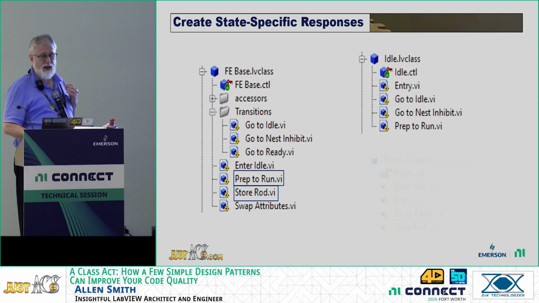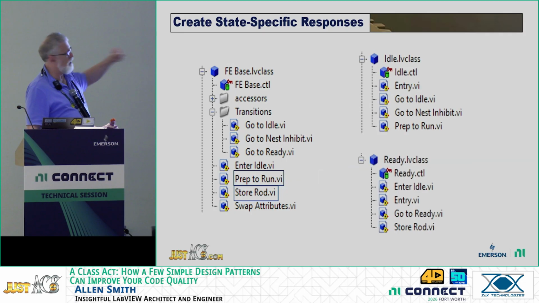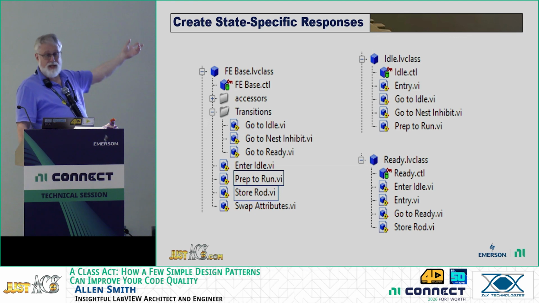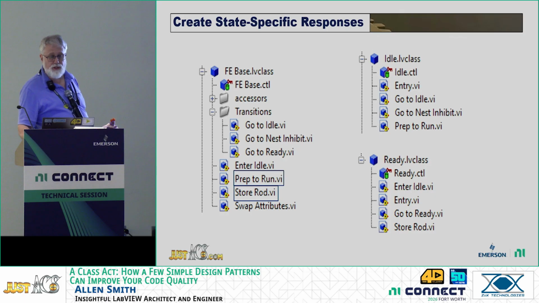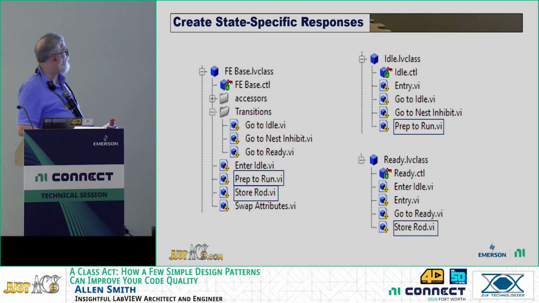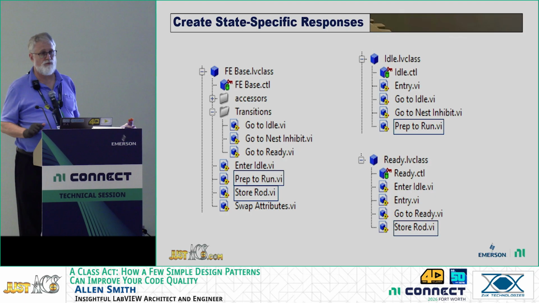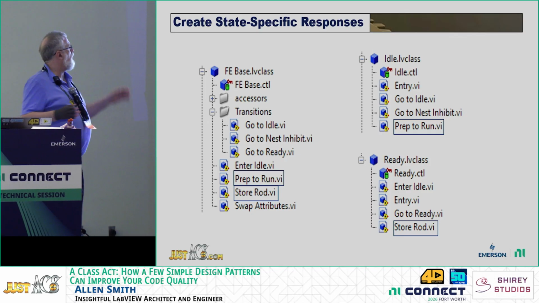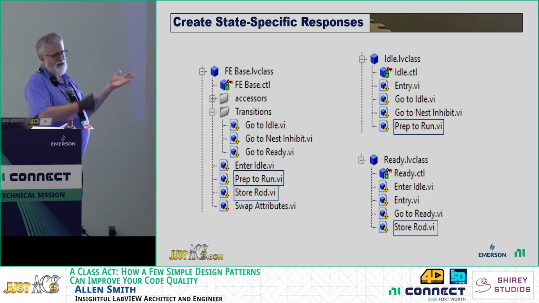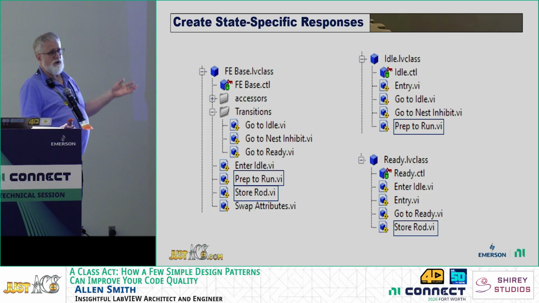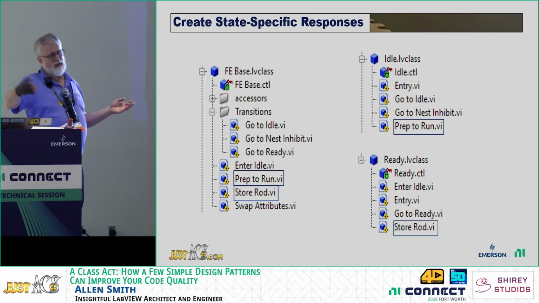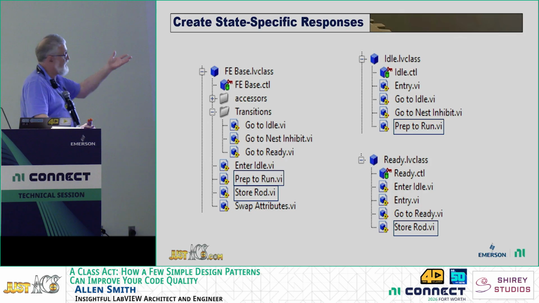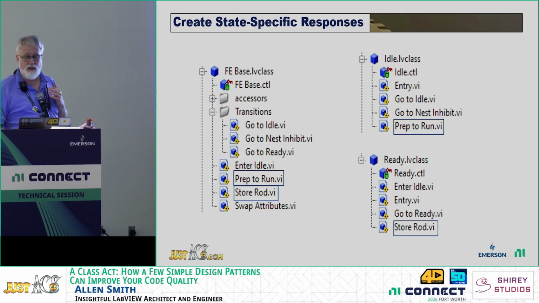That's fine. I make child classes for my specific states, my idle state, which is my disconnected, and my ready state. And then you will notice that idle has prep to run and ready implements store rod. That's the simplest case where I have things that I only do in one state or the other. Maybe when ready gets a prep to run, what that does is send a message, right? So it says, hey, I'm already ready. I don't need to do that. But you get the idea, right? You build into that whatever complexity you need.